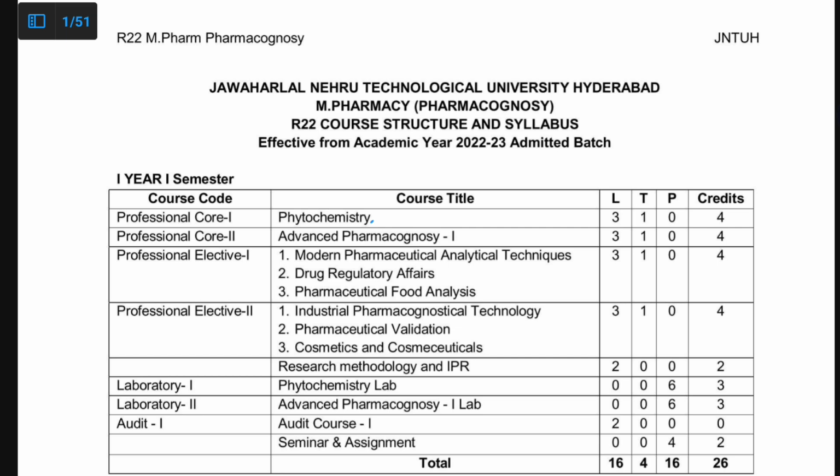In the series of completing JNTUH University syllabus copies of pharmacy, let's complete the pharmacognosy department. In pharmacognosy, we have phytochemistry, advanced pharmacognosy 1, modern pharmaceutical analytical techniques, drug regulatory affairs, pharmaceutical food analysis, industrial pharmacognostical technology, pharmaceutical validation, cosmetics and cosmeceuticals, and research methodology IPR, pharmacology lab 1, and advanced pharmacognosy lab.